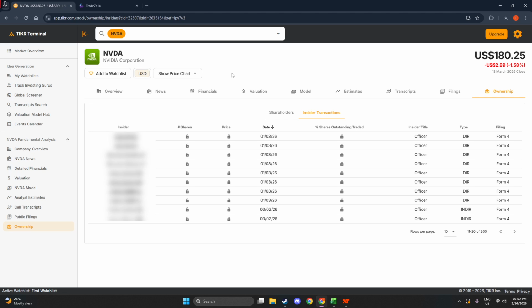That's it. You now know how to find and interpret insider trading data in TIKR efficiently.